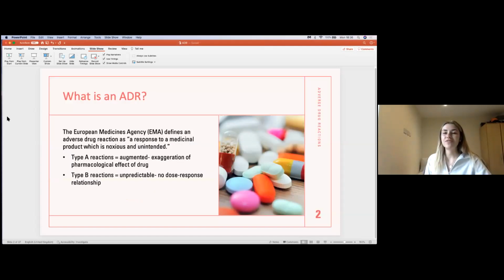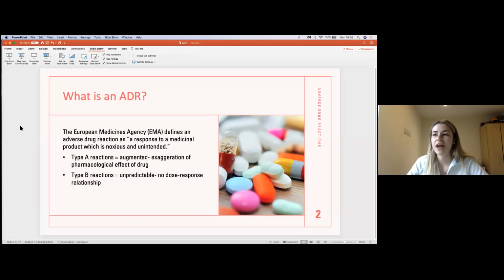Okay, so what is an adverse drug reaction? The European Medicines Agency, the EMA, defines an adverse drug reaction as a response to a medicinal product which is noxious and unintended. So you can get type A reactions and you can get type B reactions. It's important to know the difference between type A and type B, especially for the questions that you get towards the start of your papers. They're often asked in the population perspective bits before you actually get into your science of medicine questions.